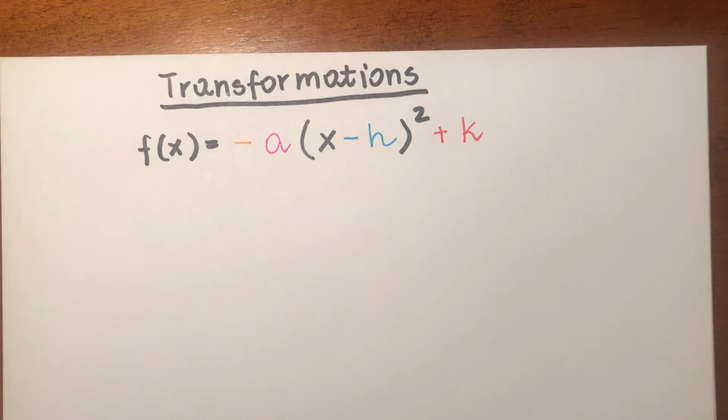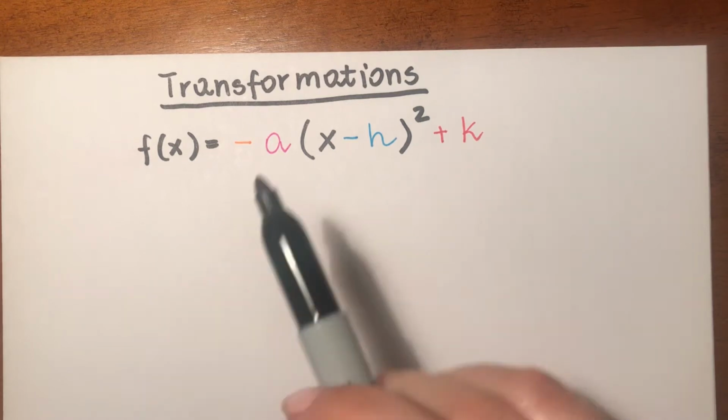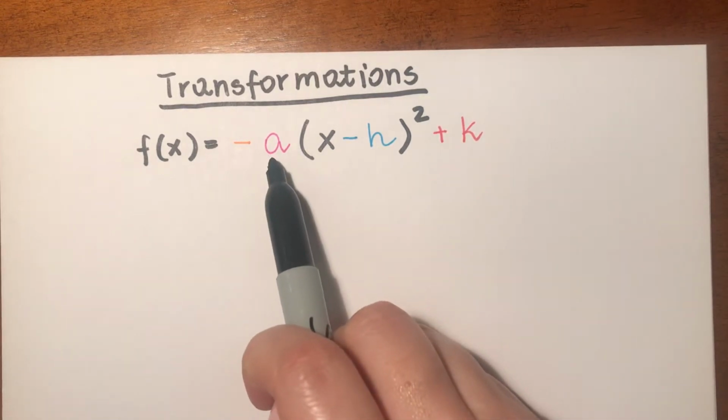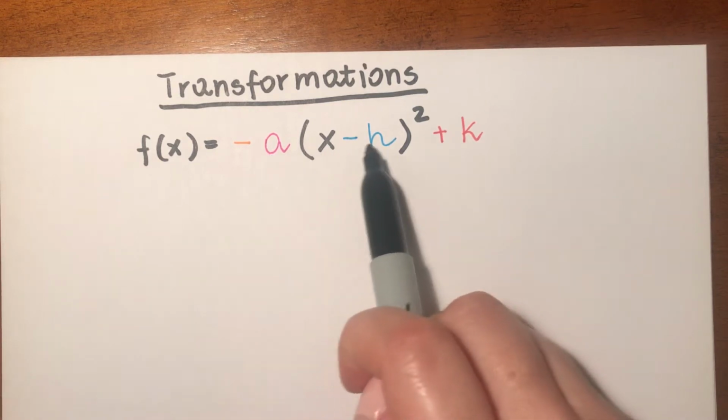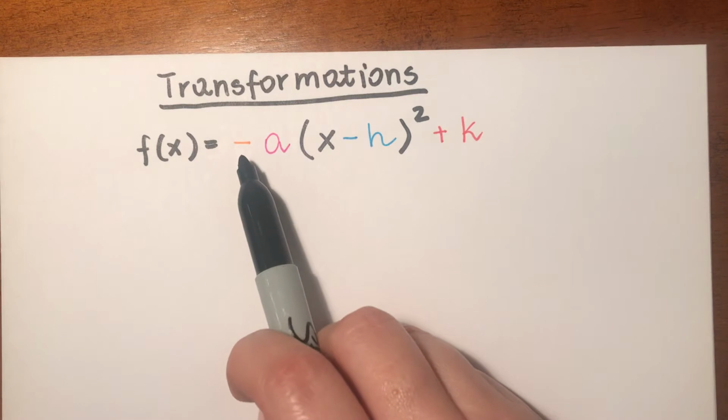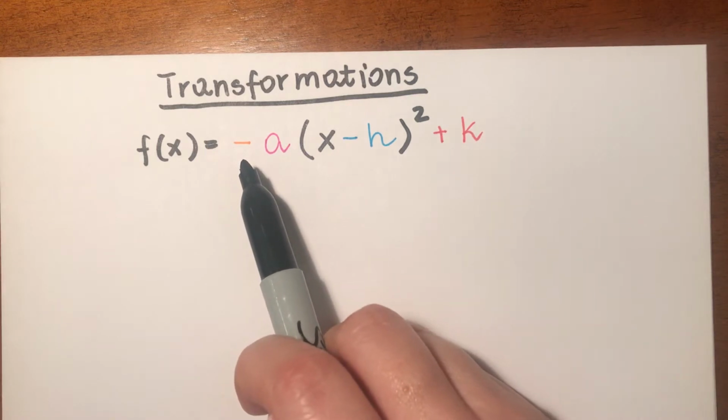Today I'm going to teach you about transformations of functions. So basically we're going to be talking about what these colorful letters, A, H, K, and this negative will do to your parent function.